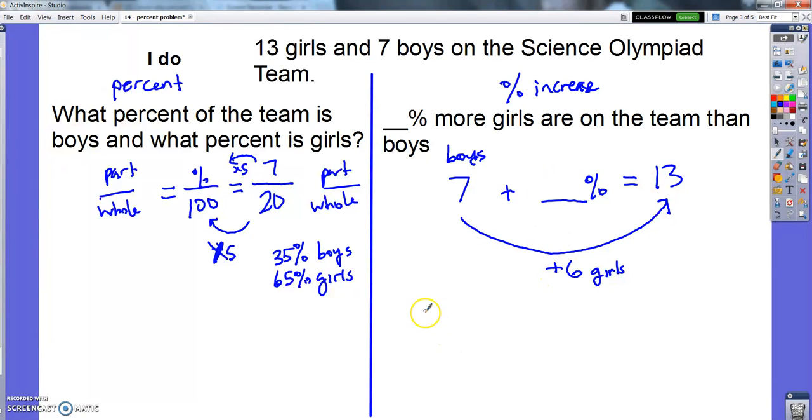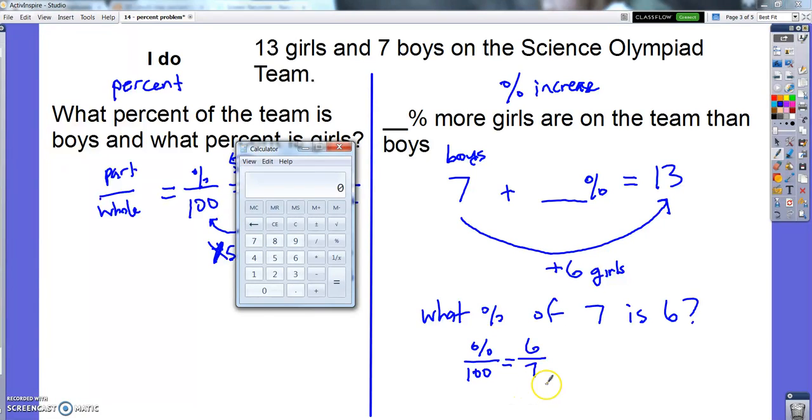So I need to know what percent of 7 is 6. That's really what I'm trying to figure out. Boys plus some percent makes 13. So remember again, I've got a part to whole ratio, so I've got what percent out of 100. And here I'm comparing 7 and 6. The 13 is not really involved in the problem here. So I want to know what part of 7 is 6. It's a big part. It's actually almost all of it. So my ratio is going to be part to whole, 6 out of 7.